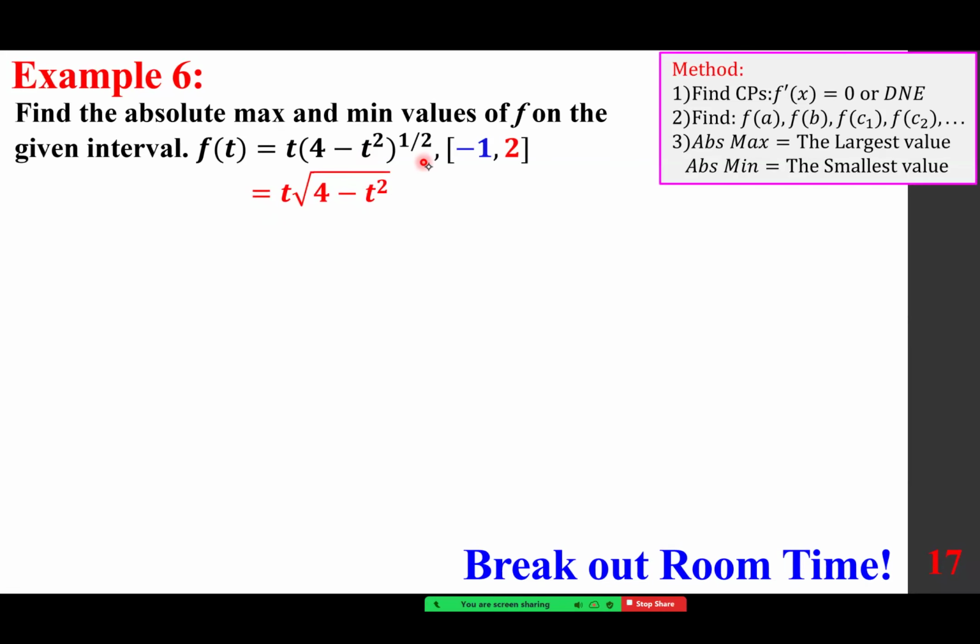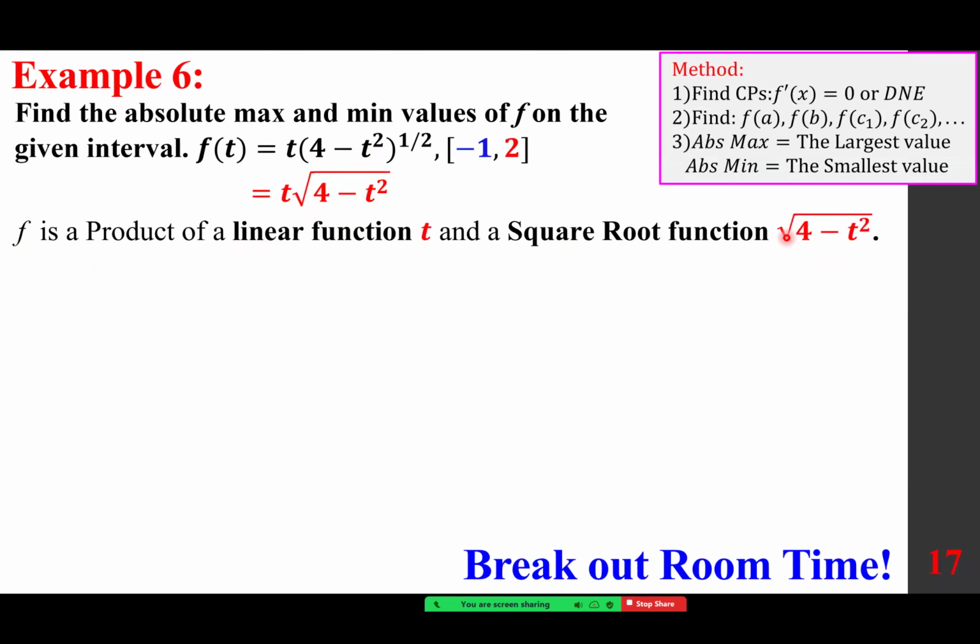So what are we looking at? We are looking at the product of t, which is a linear function, and square root of 4 minus t squared, which is a square root function. So we write f is a product of a linear function t and a square root function, square root of 4 minus t squared.